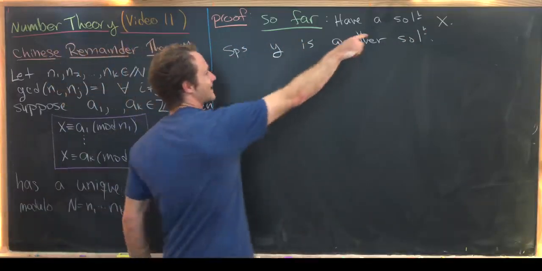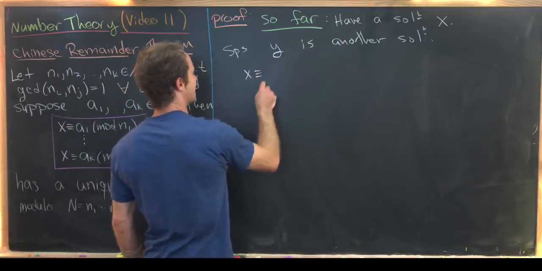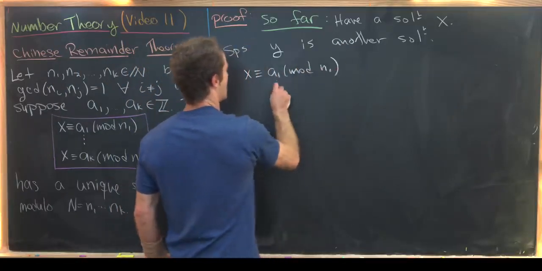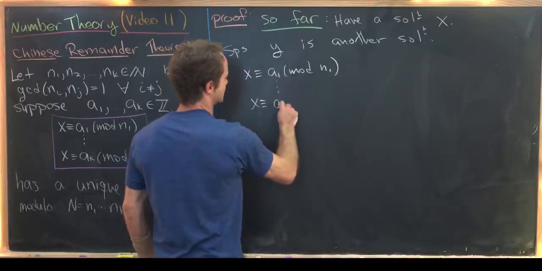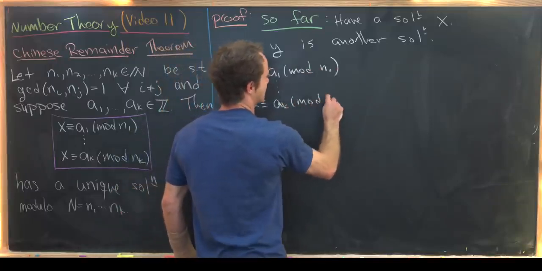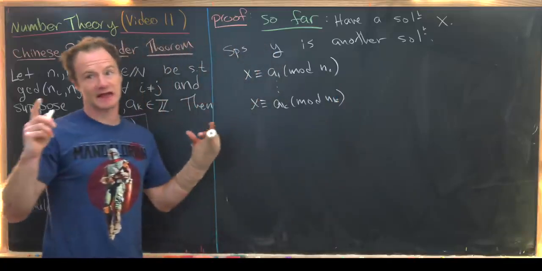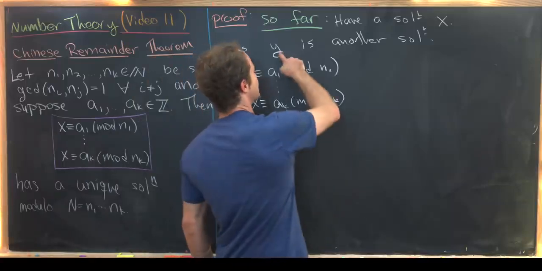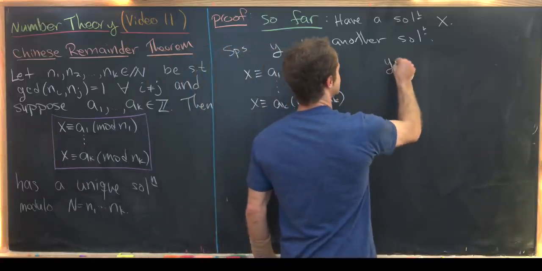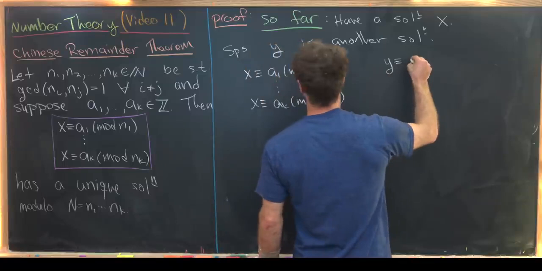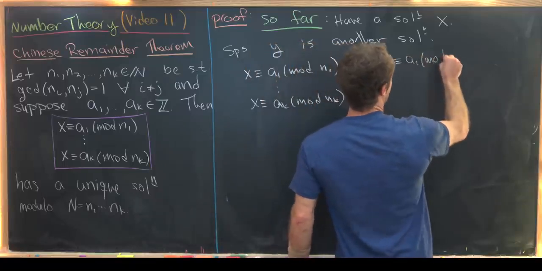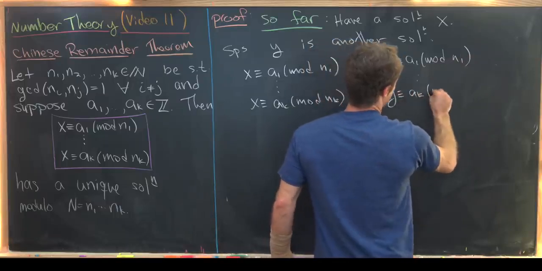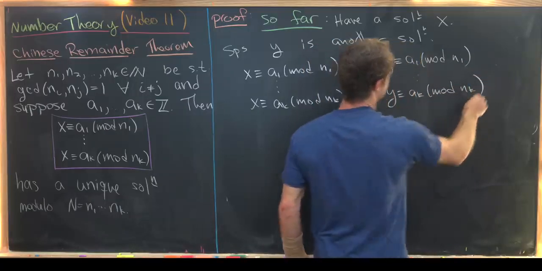Okay, well, the fact that x is a solution means that x is congruent to a1 mod n1 all the way down to x is congruent to ak mod nk. That's what we mean by saying x is a solution to this system of congruences. But then since y is a solution, that means that y is also congruent to a1 mod n1 all the way down to ak mod nk.